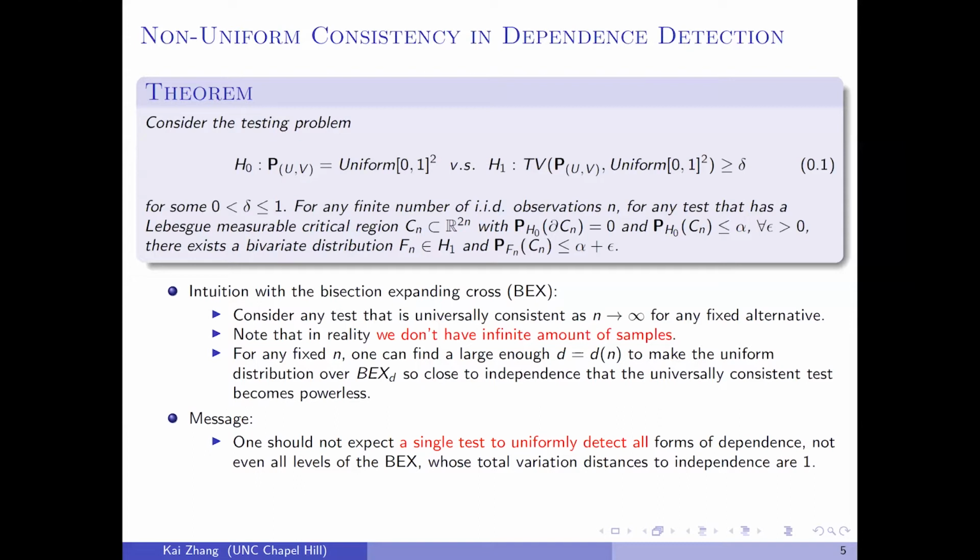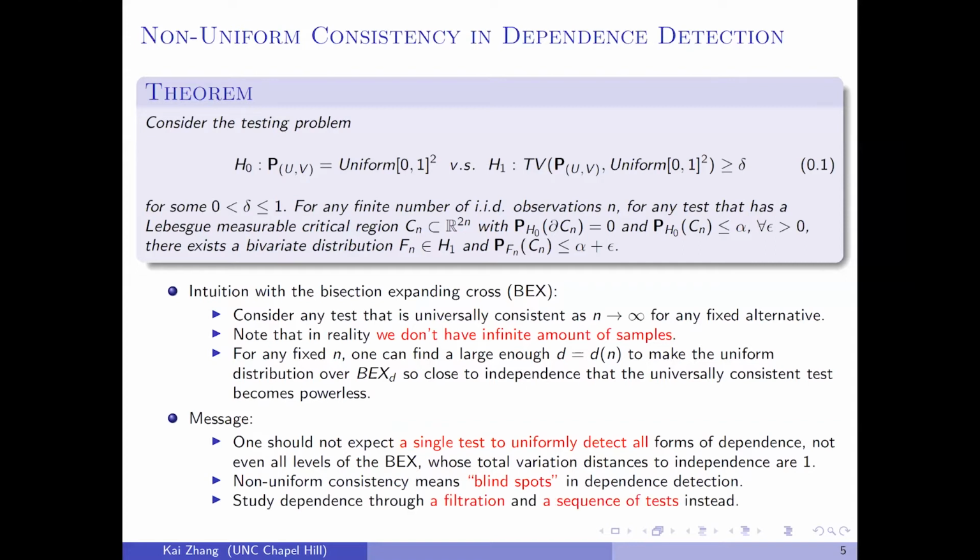So the message from this theorem is pretty negative. No test will be able to detect all forms of dependence, not even all levels of this fractal, which is far away from independence in total variation distance. In practice, non-uniform consistency means blind spots. Every test has a blind spot for certain forms of dependence. So what can we do?